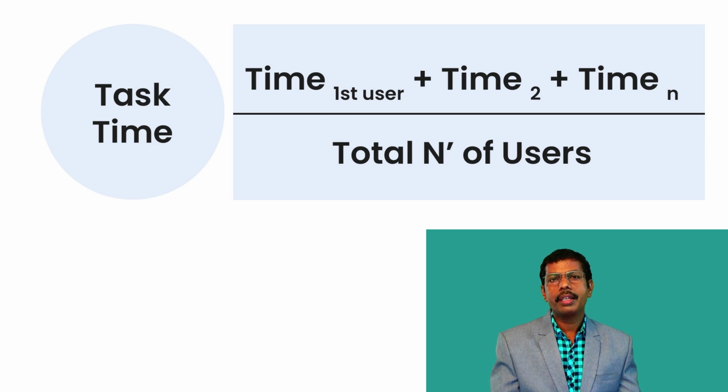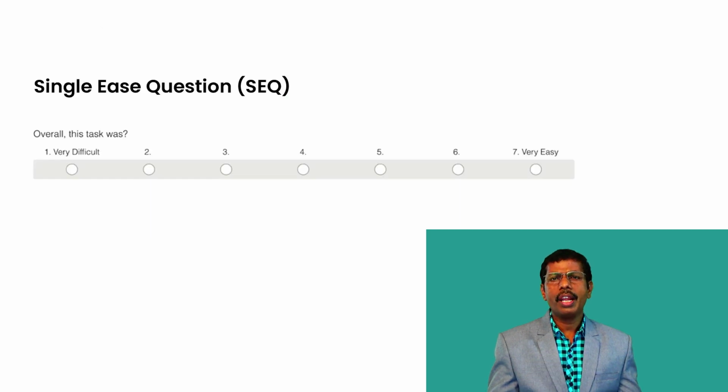Now let's discuss measuring satisfaction, the key of user experience. There are many satisfaction metrics. Let's discuss them one by one. The first one is the single ease question. This is one of those easy and genius solutions that every UX designer loves.